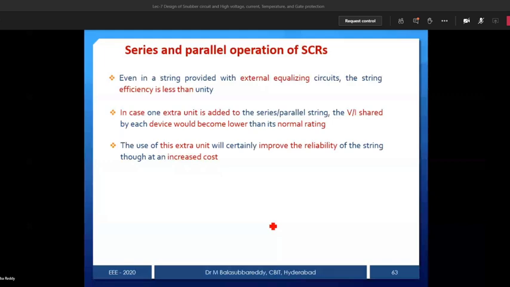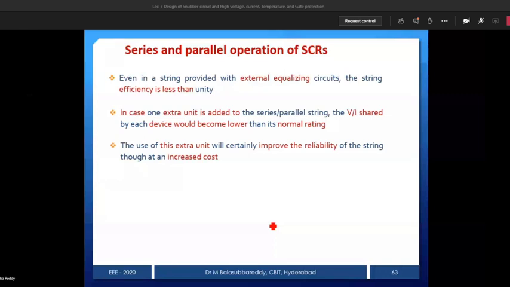Adding or deleting generators on the bus bar is a continuous process based on your demand requirement. So in the case of SCRs also, sometimes you have to add one more SCR in series, or you can decrease that, or maybe add in parallel, or you can decrease. During that process, there is a chance of getting unequal sharing.